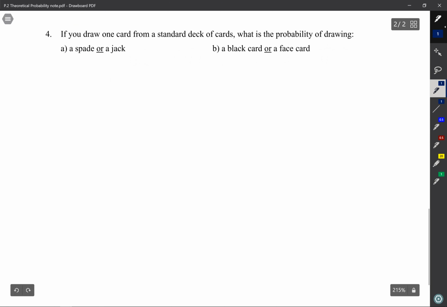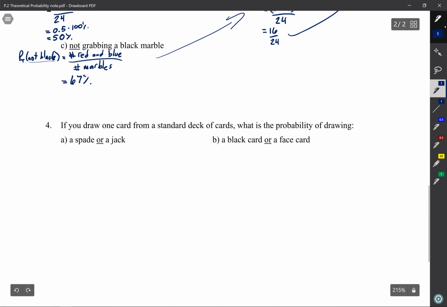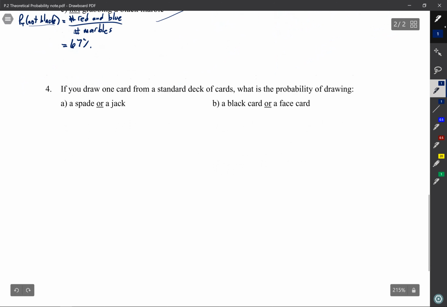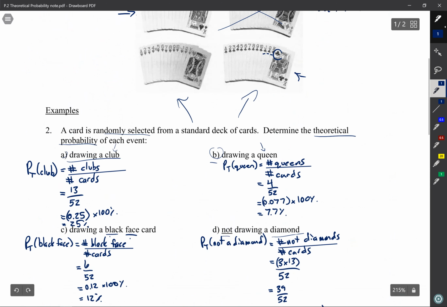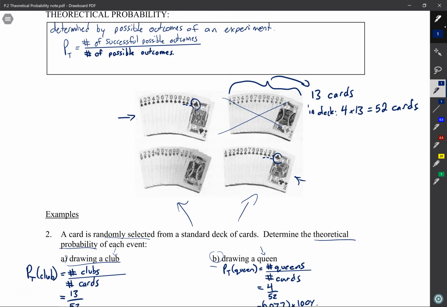And let's keep going. We just have one more example here. If we draw 1 card from a standard deck of cards, what's the probability of drawing a spade or a jack? So this is interesting here. When we work with standard decks of cards, we'll always want to scroll up to wherever there is a picture of a deck of cards so that we don't need to do it in our head. When we work with standard decks of cards, if we do them in our head, we're going to make mistakes.